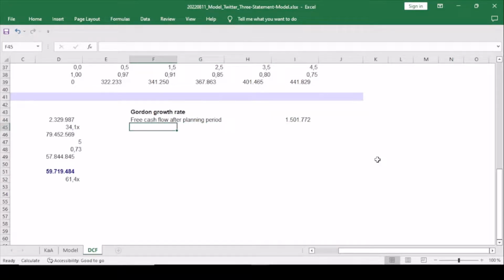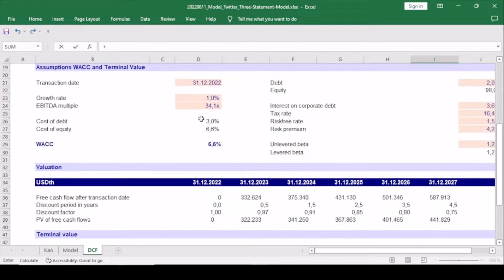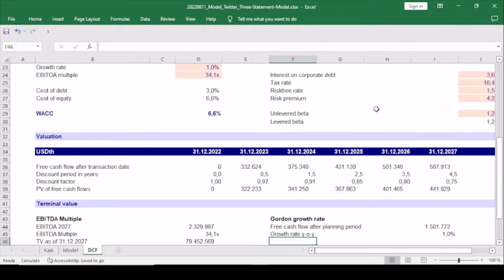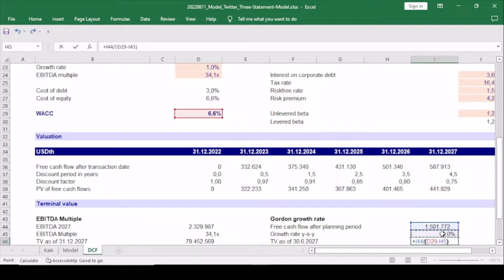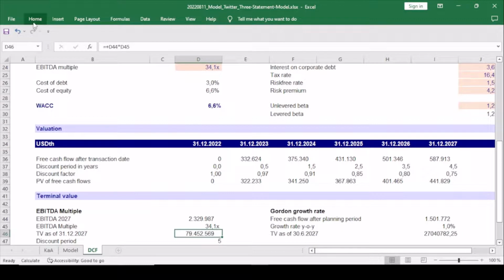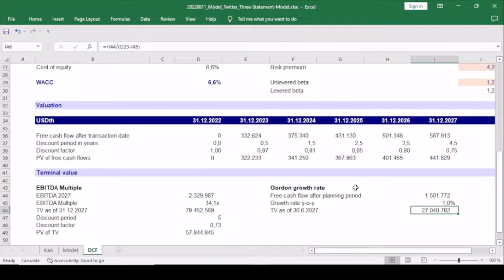So next, we define growth rate, which we link to our assumptions to arrive at the terminal value as of, which is simply the go-on growth rate formula dividing the free cash flow after planning period by WACC minus growth rate, thereby arriving at the terminal value as of June 2027.